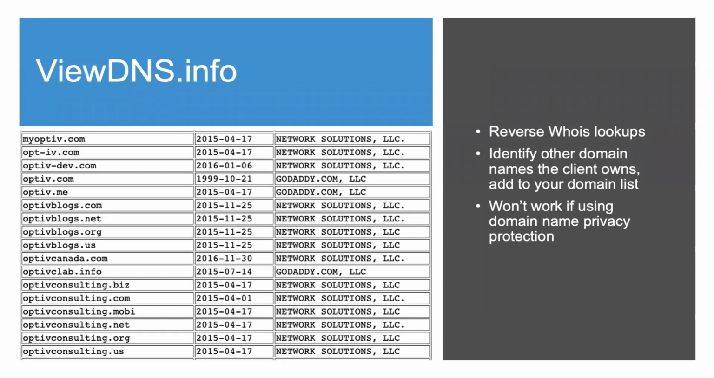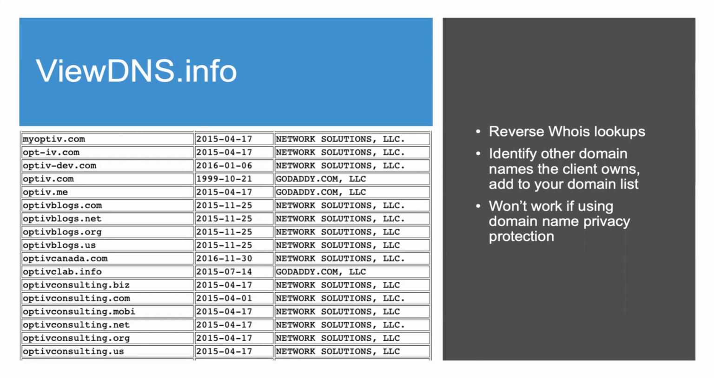ViewDNS.info is really good for performing reverse Whois lookups. That's where you take the domain and run it past some filters. It takes the registration information, like the owner or email address of the point of contact for that domain, and looks for similarly named domains that are owned by that point of contact, and then you get a list similar to what you have on the screen. If the client's using domain privacy protection, it's not going to work as well.